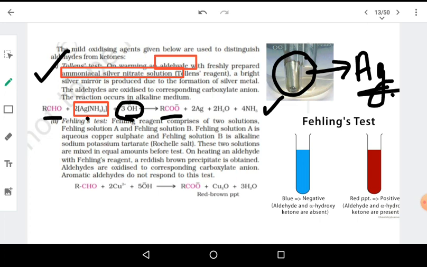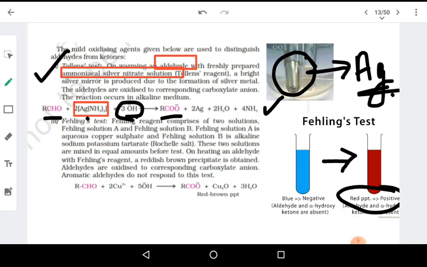Next, Fehling's test. What happens in Fehling's test? We have two solutions, Fehling's A and Fehling's B. What is Fehling's A? Fehling's A is copper sulfate and Fehling's B is alkaline sodium potassium tartrate, also known as Rochelle salt. These two solutions are first mixed. Okay, these two solutions are well mixed, and if we are carrying out the reaction and getting a positive result, we are expecting it to have a red precipitate. This is important. We'll get a red precipitate over there.